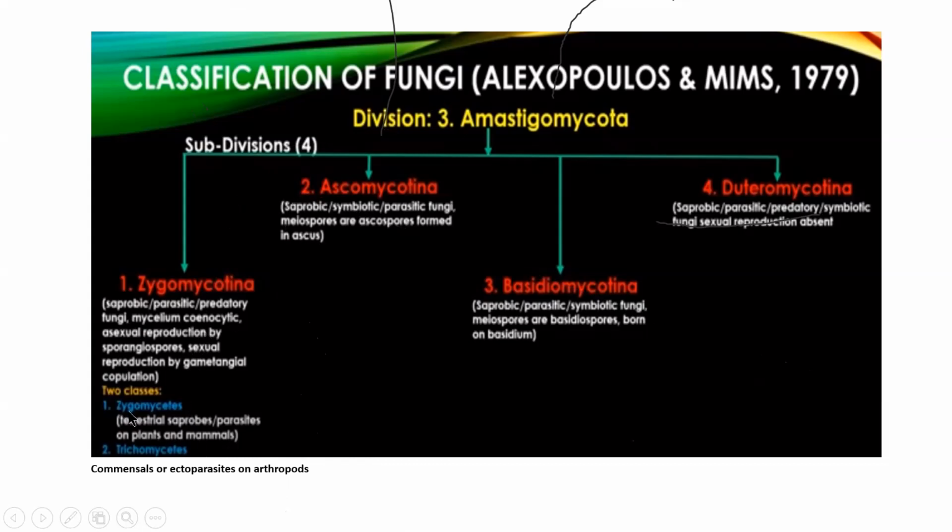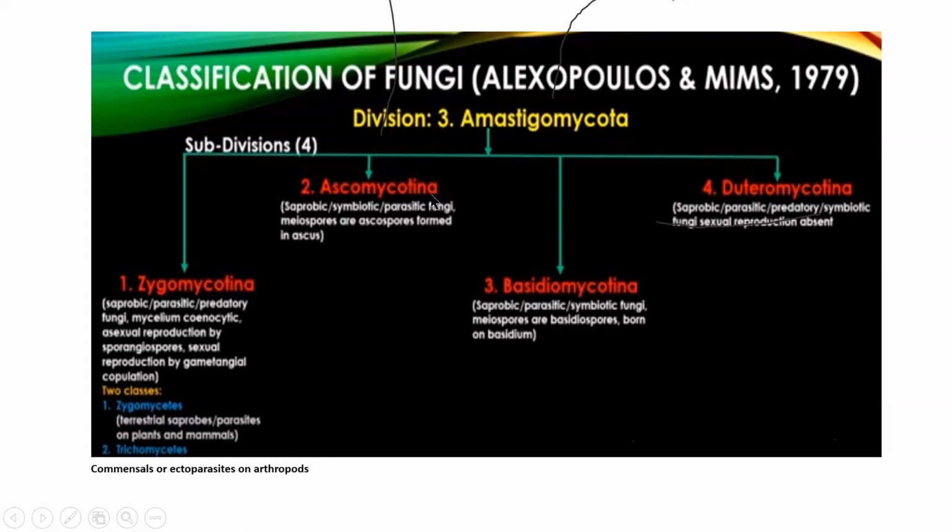It has two classes, Zygomycetes and Trichomycetes. Zygomycetes are terrestrial saprophytes, and they can also be parasites on plants and mammals. Trichomycetes are commensals or ectoparasites on arthropods, insects. They are ectoparasites on insects.